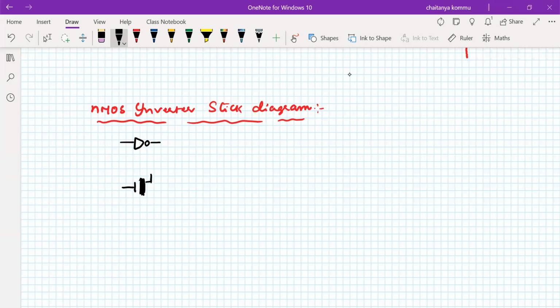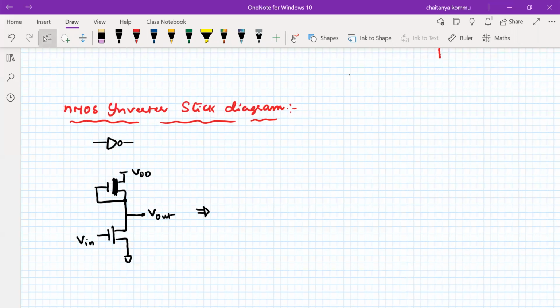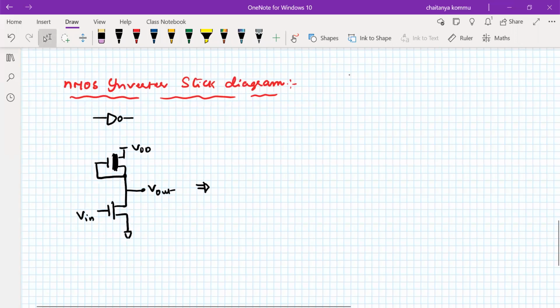We have a depletion mode type of transistor, and we have an NMOS transistor. Connect these two points. One is connected to ground, the other to VDD. The source and drain must be at the same potential, so take a common point. This is called Vout, and this is called VIN. So this is the circuit symbol. Now I want to convert this circuit symbol into a stick diagram. What do I have to do? The procedure is the same for every circuit. You just have to follow that procedure.